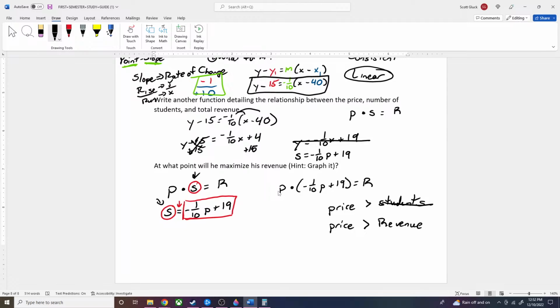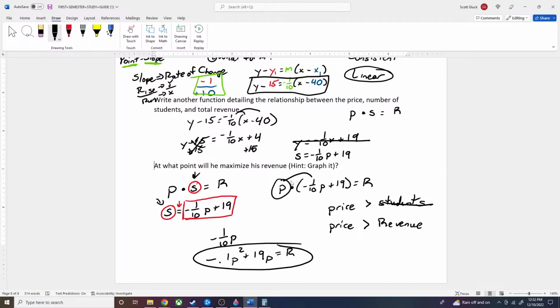Okay? And all we have left to do is distribute this. So P to that is negative 1 over 10P. And once again, I like decimals, so I'm going to say negative 0.1P plus 19P. And this is actually P squared here. And all of that equals the revenue.